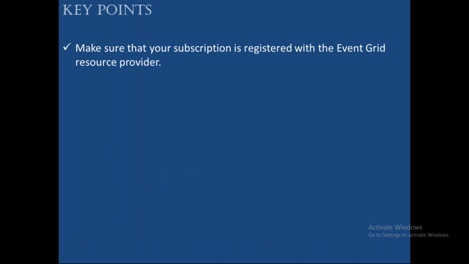If you want to create an event trigger, make sure that your subscription is registered with the Event Grid resource provider. Event Grid is going to operate in the backend, identify the events which are occurring on the source side, and send the response to the event handlers. So all this process will happen with the help of Event Grid. That's why you need to register Event Grid at the subscription level. I will tell you how you can register this particular Event Grid in your subscription.